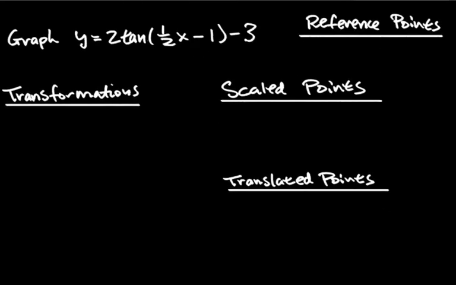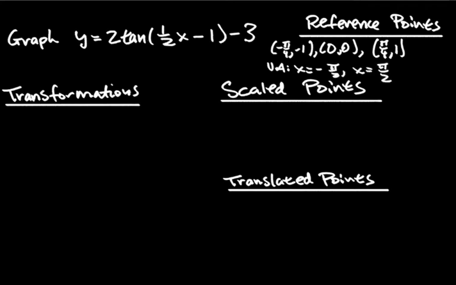Okay, so I'm just going to go over this pretty quickly. The parent function is tangent, pretty clear there. So what is important in tangent? Well, (-π/4, -1) is important. So is (0, 0) and (π/4, 1). And then two things: vertical asymptotes at x equals -π/2 and x equals π/2.